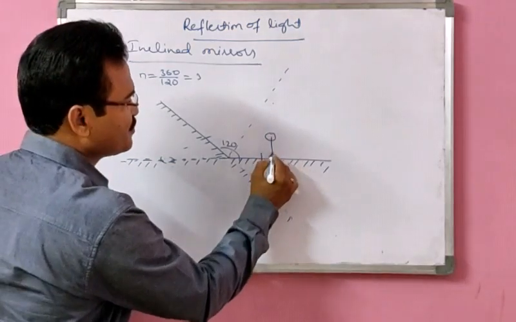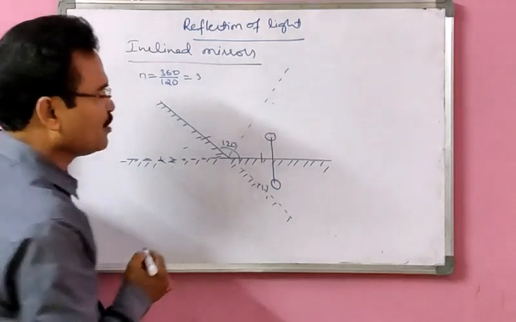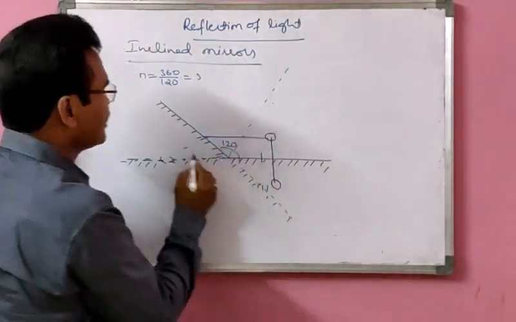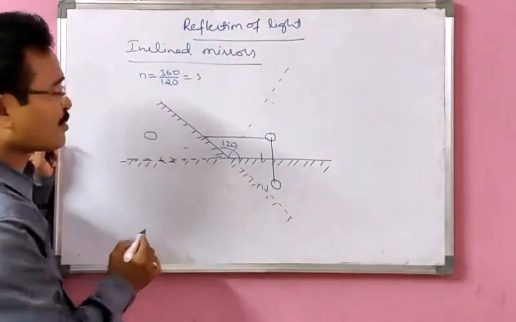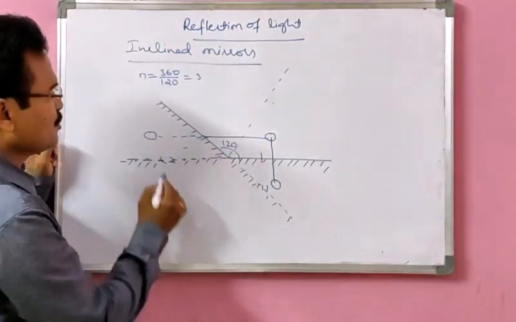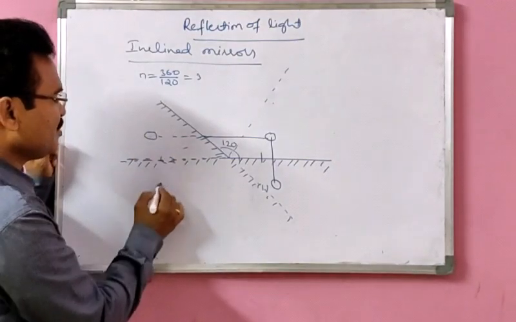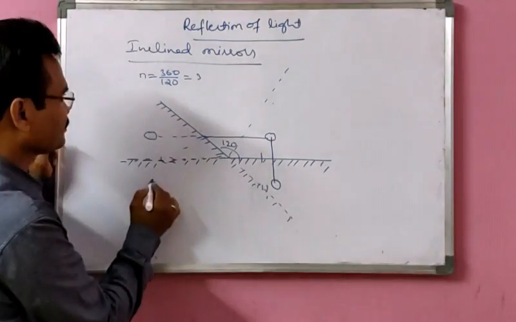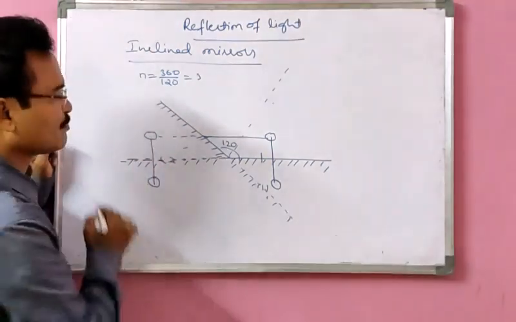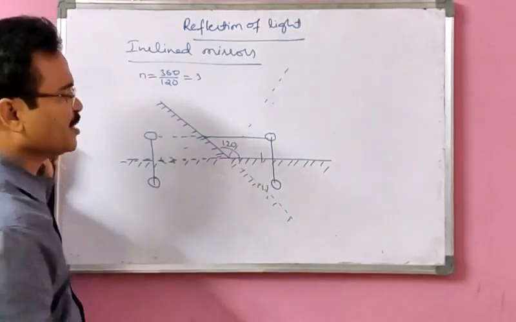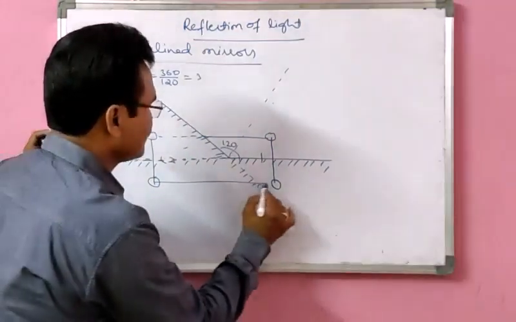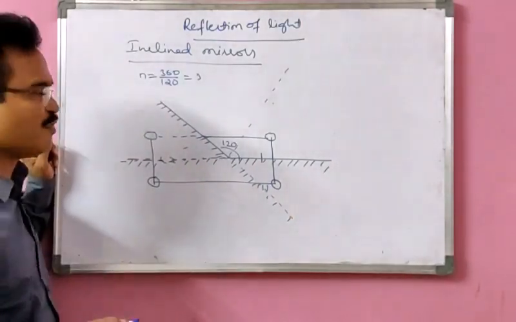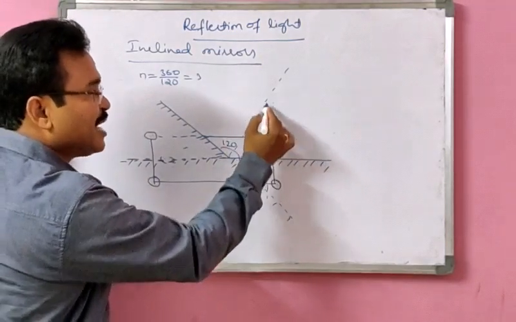The first image due to this mirror will be formed here. Now the second image will be formed here, right? The image of this one will be forming here, and the image of this one will be forming here, and this image cannot be seen. So how many images are formed? You can see a rectangle is formed. One, two, three. Three images are formed if the object is off the axis.